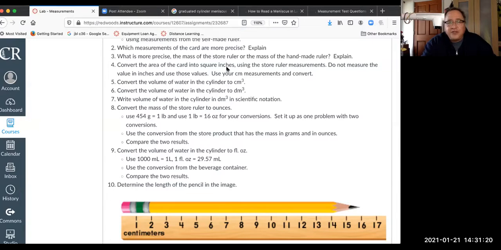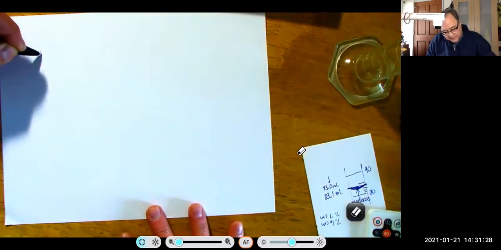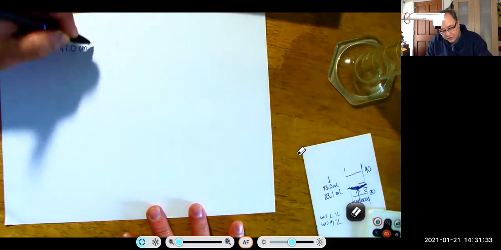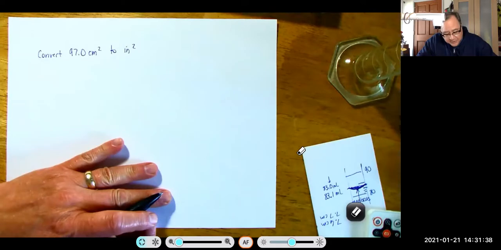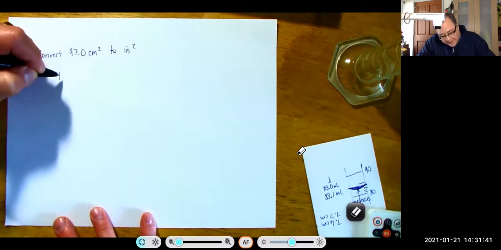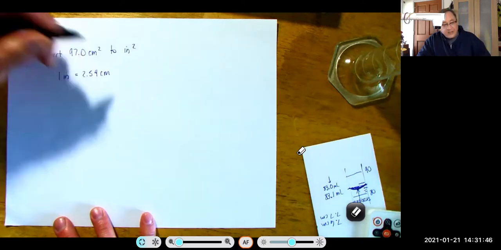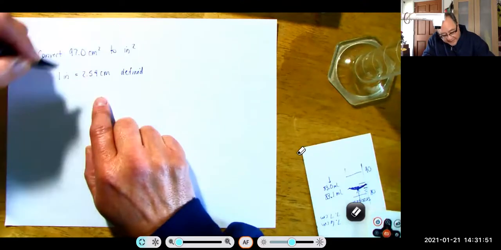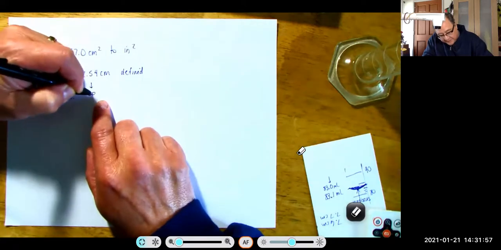So I'm going to do a new share here. So we're going to convert 97.0 centimeters squared to inches squared. Now, to be able to do this conversion, we need to know that 1 inch is 2.54 centimeters. Now, this is defined. So that means that this has infinity significant figures, and this has infinity significant figures.